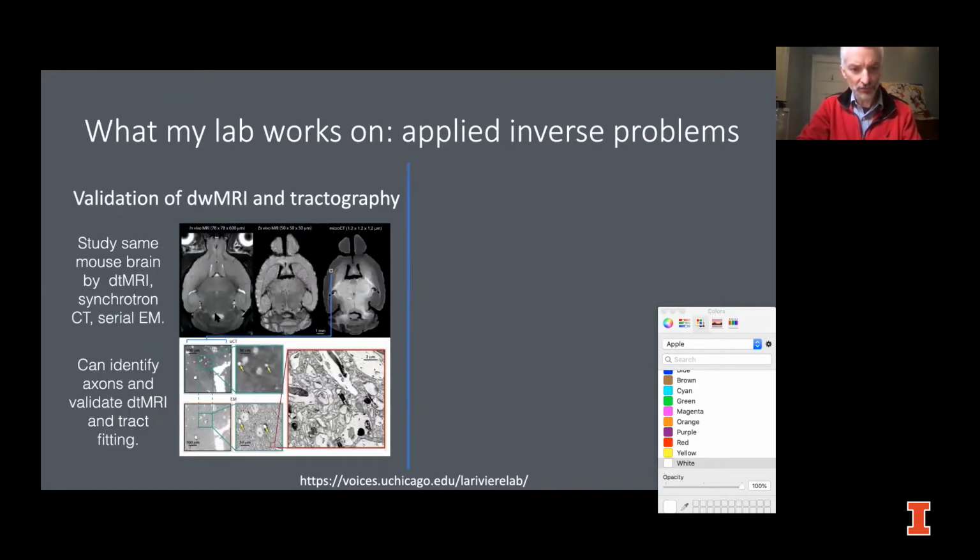We've started using this to do validation of diffusion MRI and tractography. So with mouse brains, we can take an ex vivo mouse brain and do super high quality ex vivo MRI on it, and then stain this brain with heavy metals and do synchrotron imaging at micron resolution, and actually be able to detect the axons, not individual axons, but bundles, and begin to use that to validate the findings of the DW MRI.